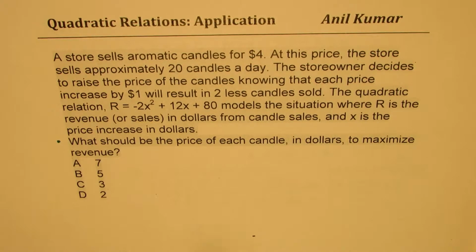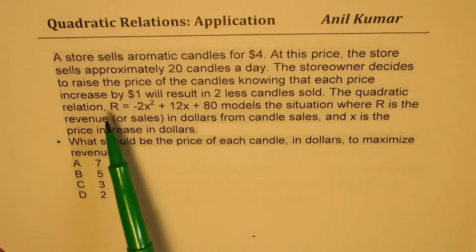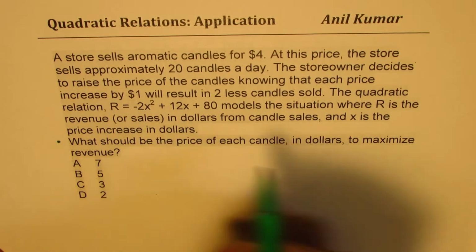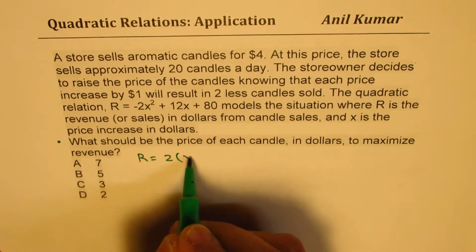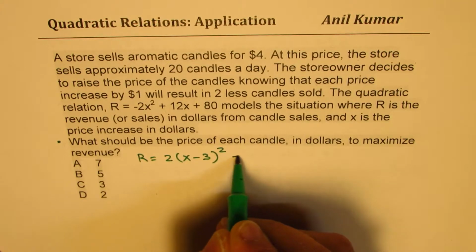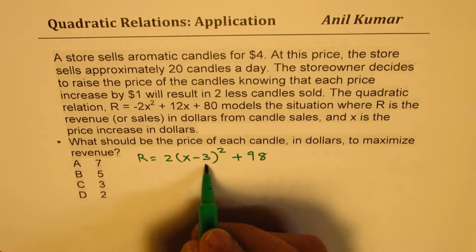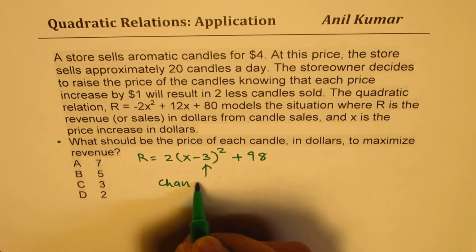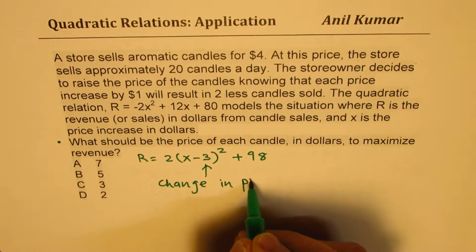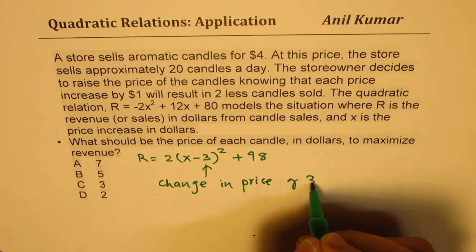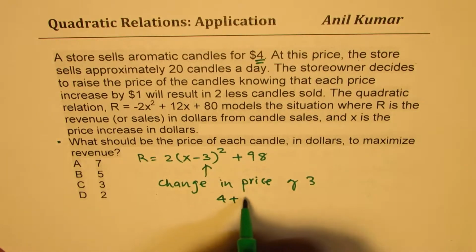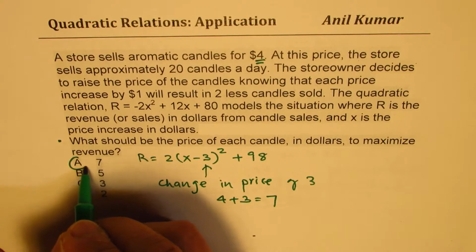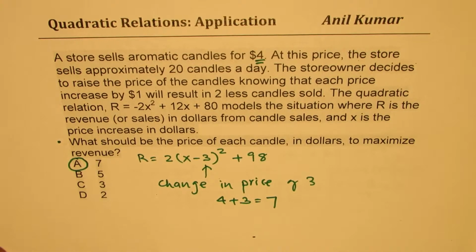Now if I would have started with this question, working with r equals to this, we found that we could have got this revenue as equals to 2 times (x minus 3) whole squared plus 98, right? So here this 3 is the change in price. Remember that part. This is a change in price of 3. That means we are increasing by 3, right? So the cost is actually 4 plus 3, which is $7. So the option is A. So do not mark 3, right? We want the final price, correct?